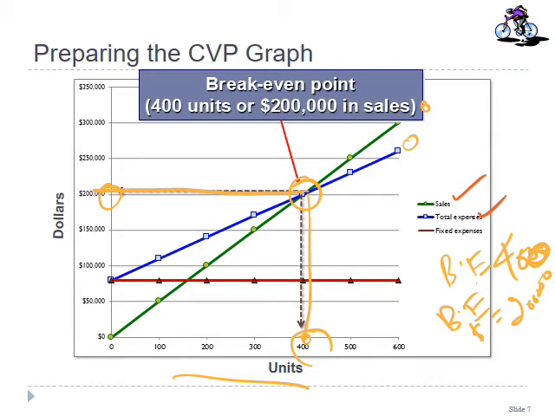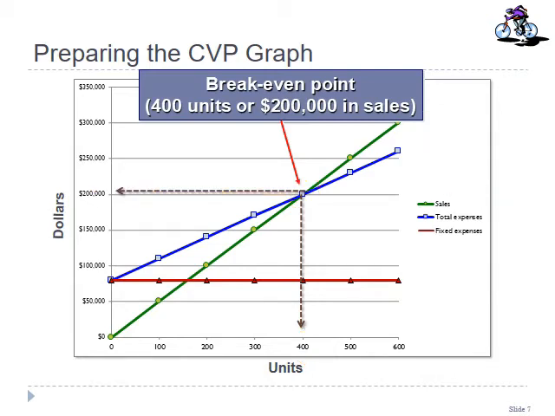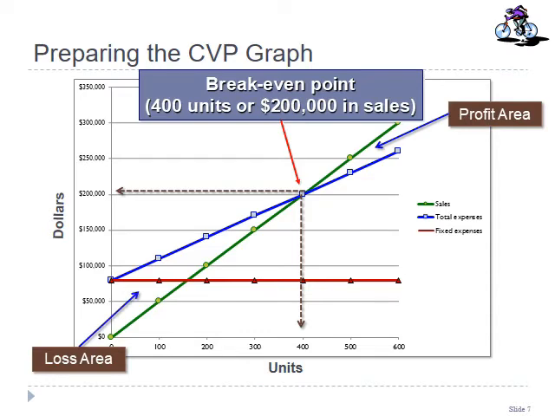So let me just remove this one and find out further. In the area above this intersection, that represents the profit area. The area below this break-even is the loss area. That area is the profit area. Understand? Okay, let's move further.